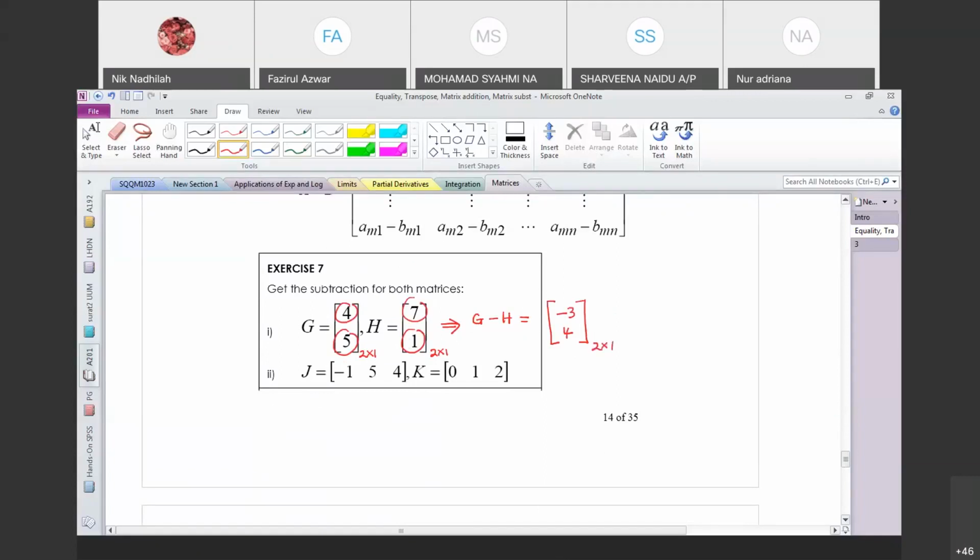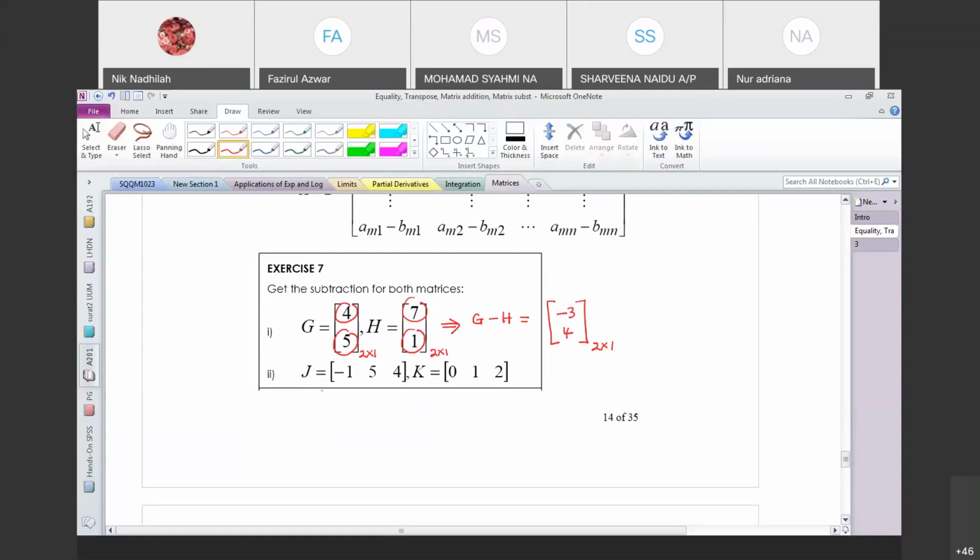And this is still 2 by 1. The same thing for addition and subtraction. After you add or subtract matrices, the order will be the same as the question. If you are adding 2 by 1 matrices, then the result will also be a 2 by 1 matrix.